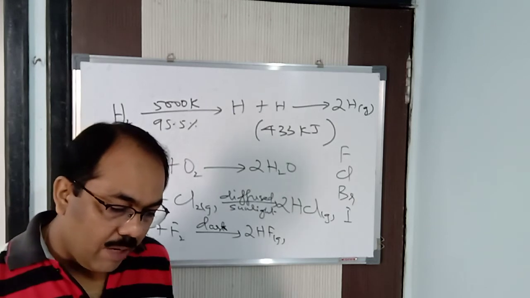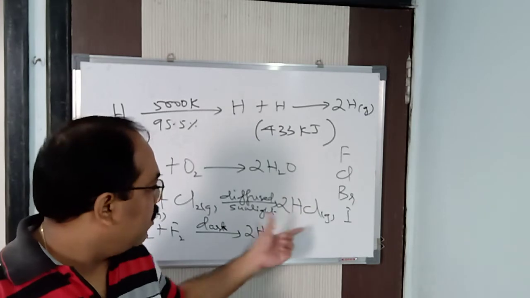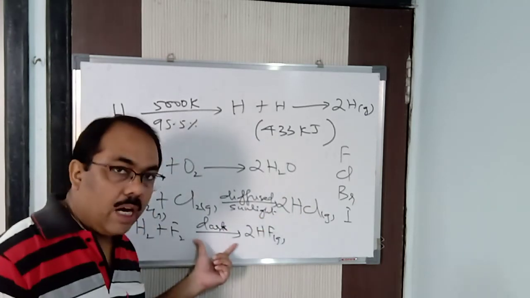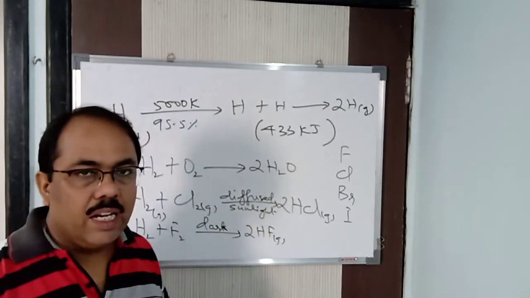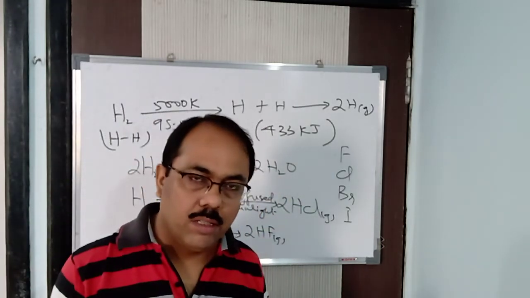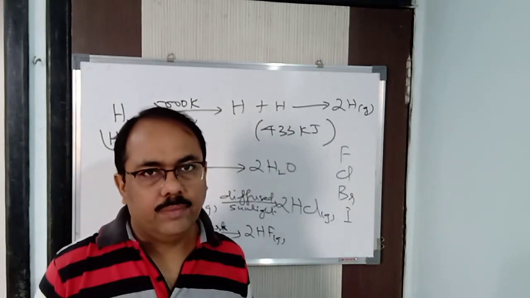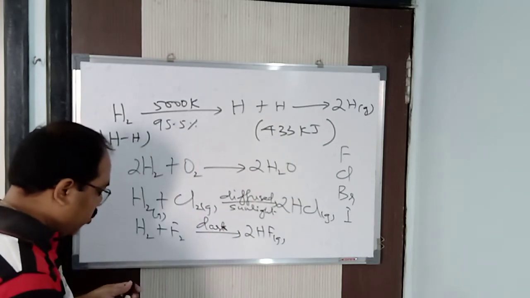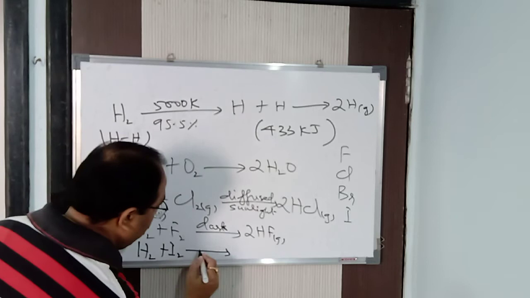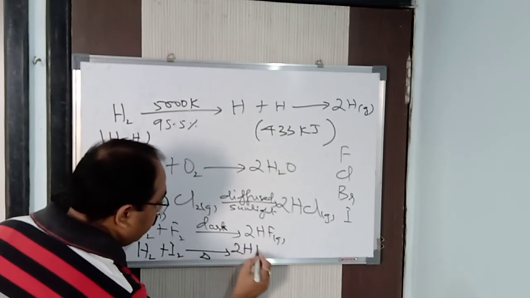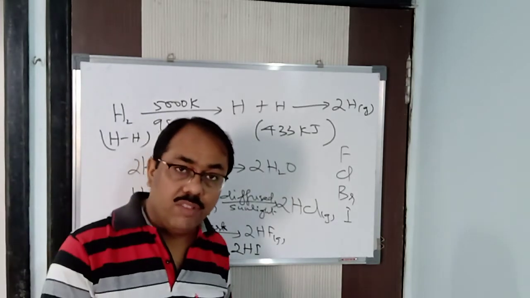Now for fluorine it is possible in dark, for chlorine it is possible in diffuse sunlight. For bromine, what we find is that in direct sunlight it is possible, and the reaction is not so explosive. And for iodine, even in direct sunlight it is not possible. If I take H2 plus I2, I need to heat it. Then only it is going to form 2HI. That's it. So in this way you can know the reactivity of halogens with hydrogen.